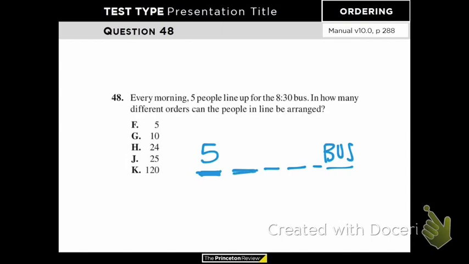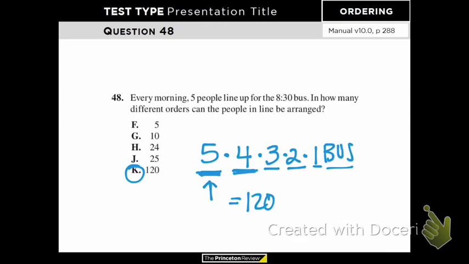For second in line, well, this person is already standing here, right? So now I'm down to only 4 options. There's only 4 people left. Next, there are 3, and then 2, and then 1. Again, I am multiplying these together, which gives me 120 different arrangements or different orders for those people standing at the bus.